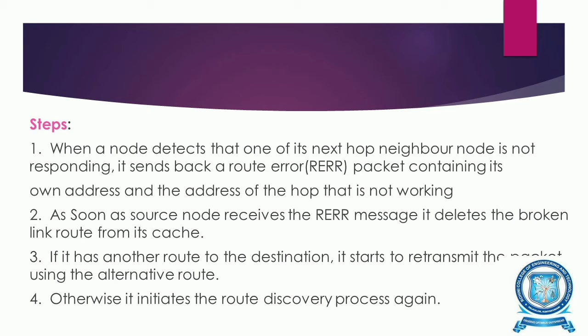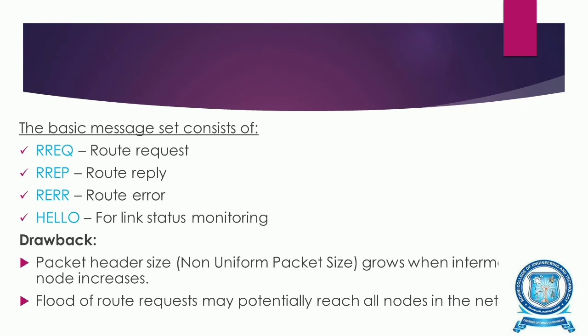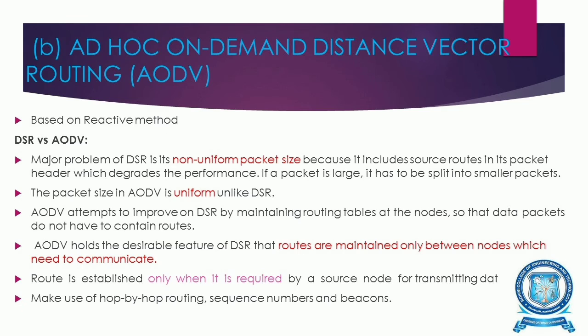If it has another route to the destination, it retransmits the packet using the alternative route; otherwise it initiates the route discovery process again. The basic message set consists of RREQ, route request; RREP, route reply; RERR, route error; and Hello for link status monitoring. Some drawbacks are that the packet header size is non-uniform because it grows as intermediate nodes increase, and the flood of route requests may potentially reach all the nodes in the network.